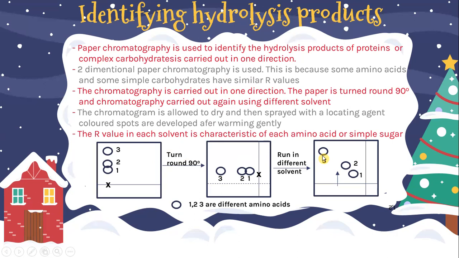The paper is turned around 90 degrees and chromatography is carried out again using a different solvent. The chromatogram is allowed to dry and then sprayed with a locating agent. Color spots are developed after warming gently. So the Rf value in each solvent is characteristic of each amino acid or simple sugar. In this diagram, you can see each circle is a different amino acid.